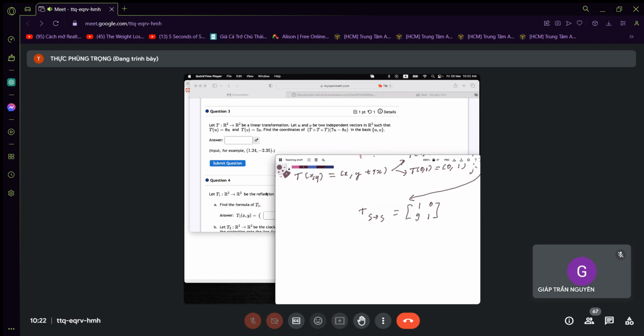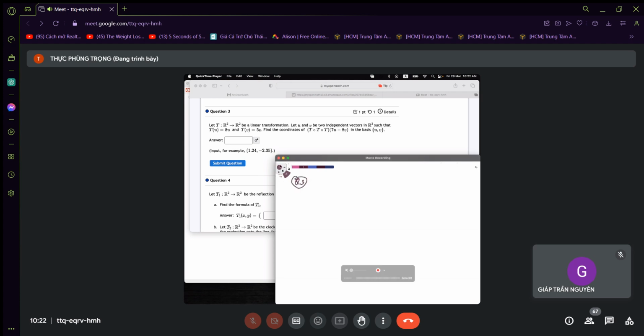Now, let's go to the third question. Question 3. We want to... T right here is a linear transformation. U, V are two independent vectors in R2. So you can consider the set of U, V as a basis for R2, right?